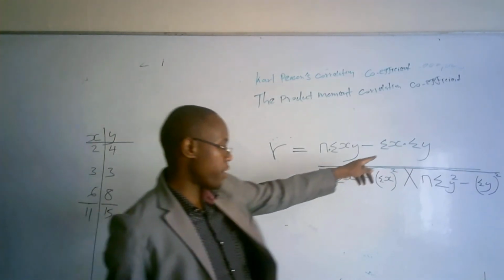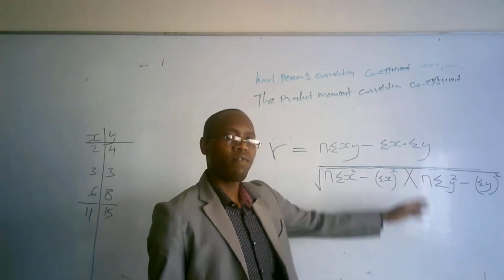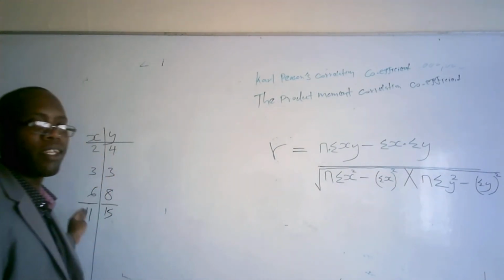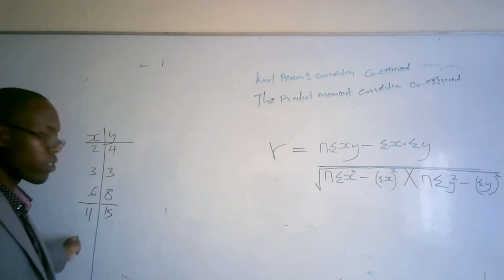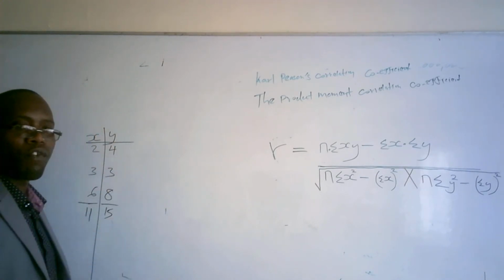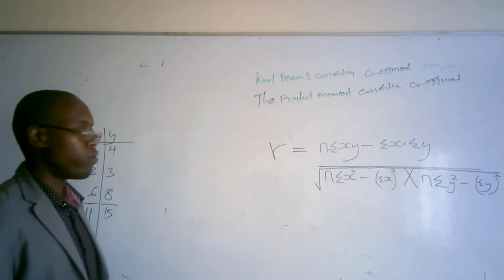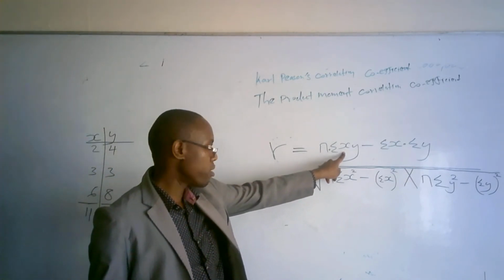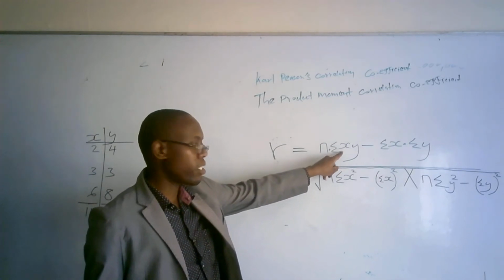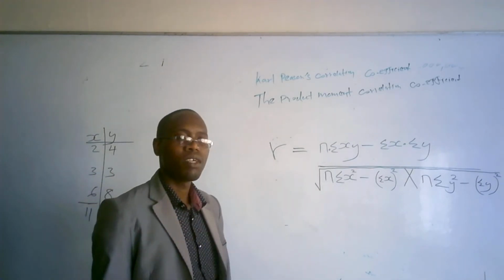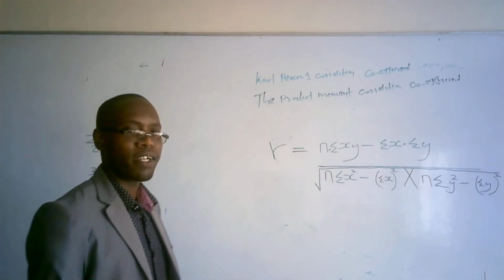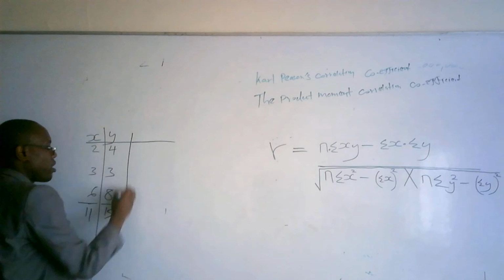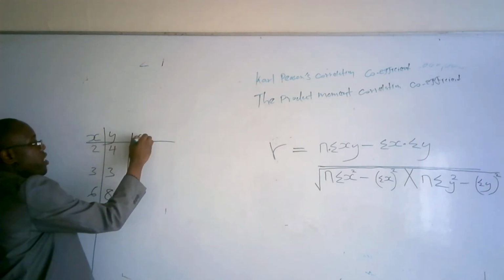Because now we have our summation x, and we also have our summation y, which we have done by adding the values of x. We have also added the values of y. The next thing that we do, from the equation here, you can see in this numerator we have summation xy. So we are going to add another column, which is going to be xy.